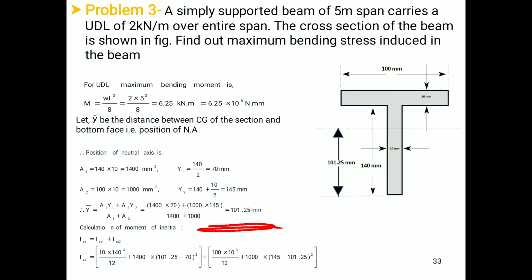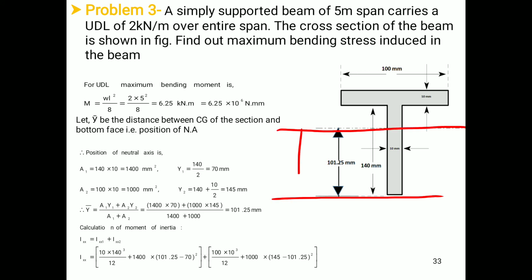Therefore, this is the position of the neutral axis, you can see over here, from the bottom face, and it will be in tension. Remember that this value will be in tension. This is the value of yt for a simply supported beam, and that value of yt is 101.25 mm.